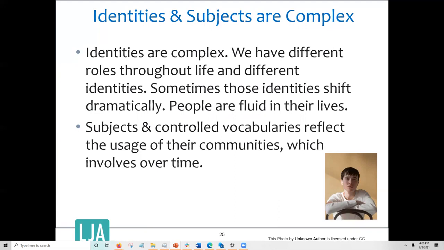Subjects and controlled vocabularies typically reflect the usage of their communities at the time that they're created, and that, of course, oh, I have a typo. That evolves over time. Now, when you think about the Library of Congress subject headings, we talked about, well, Dewey started in the 1890s.